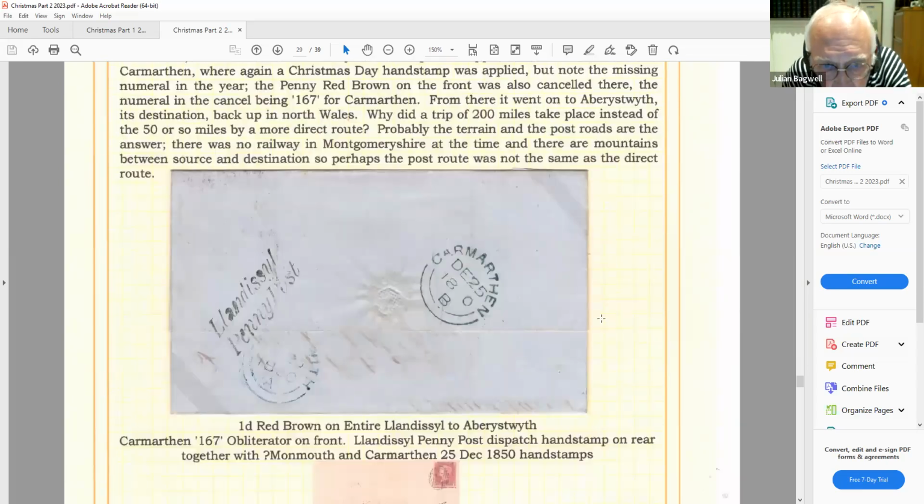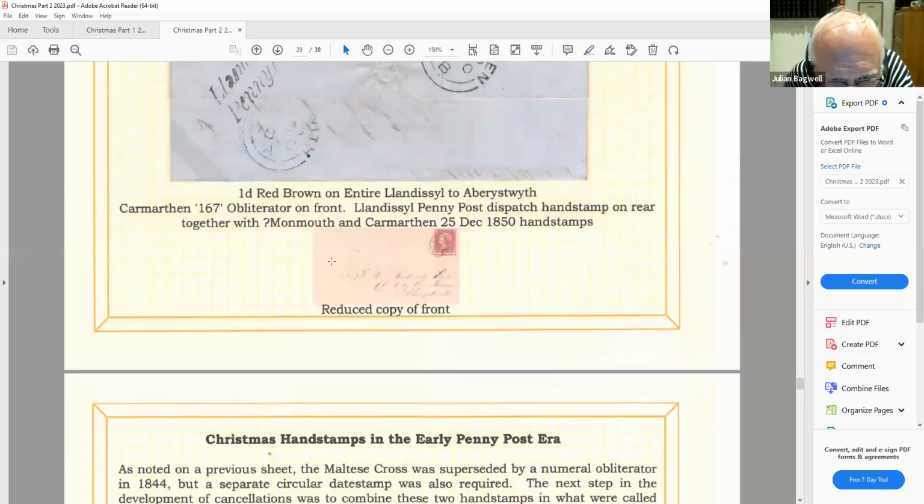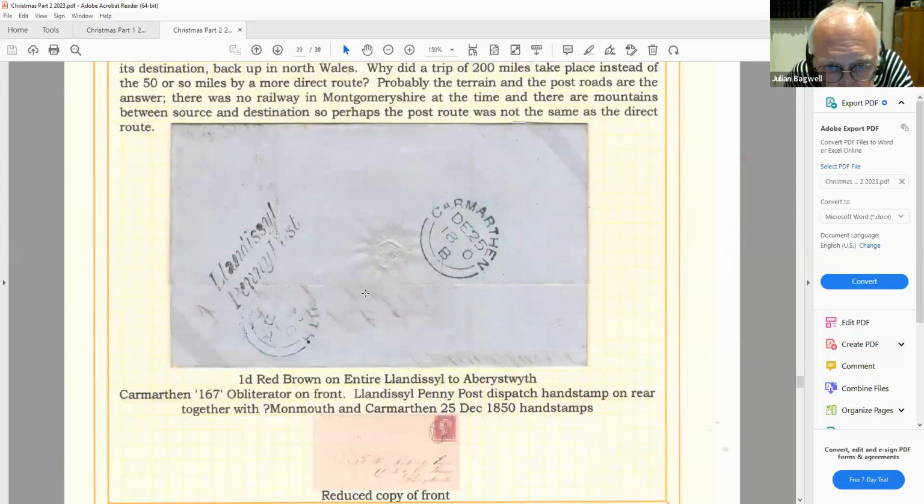This is another example of long and strange routes. I'm no good with Welsh, but I think that says Llandyssil penny post, and Llandyssil is a tiny village in the Welsh mountains, and this is addressed to, you can't really see it there, but Aberystwyth. But it went via Carmarthen, and if you know Welsh geography, that meant and Monmouth. I think here this is Monmouth, and it seemed to go in a huge U from Llandyssil down to the south coast of Wales, along and back up to Aberystwyth.